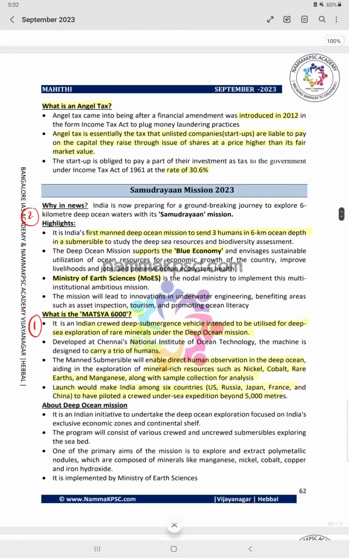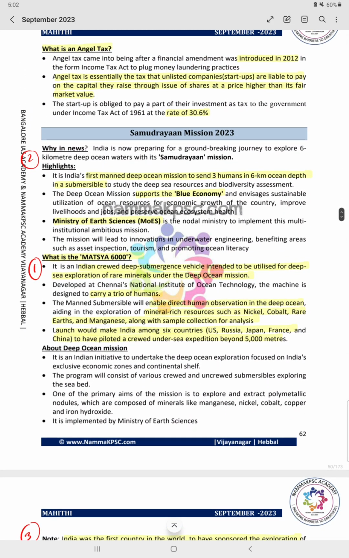Then we have Samudrayan. So before knowing the Samudrayan mission, we have to know about Matsya 6000. This is an Indian crewed deep submergence vehicle that will be utilized for deep sea exploration. Generally, it will carry three people, and this ensures that there is direct human observation of the ocean, mainly its surface, like minerals, nickel, cobalt, such rare earth metals will be observed directly.